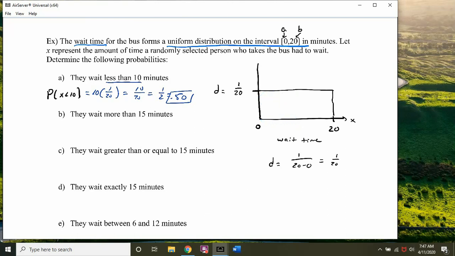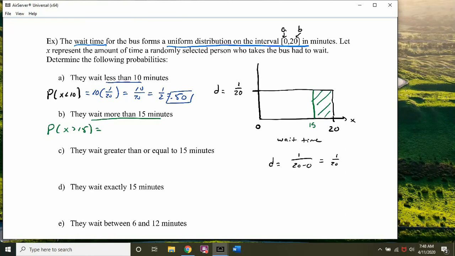Okay, so you can either redraw the diagram or you can erase like I have. In part B, what's the probability they wait more than 15 minutes? So I'm going to write that the probability that x is greater than 15. Again, I'm going to come to my diagram, eyeball where I think 15 is, and shade to the right this time. And now I'm looking for the area of that green rectangle.